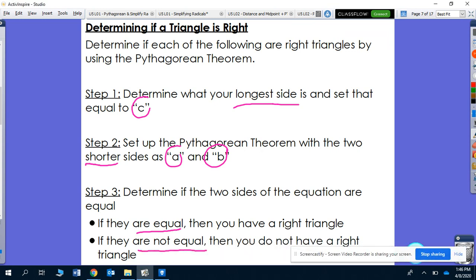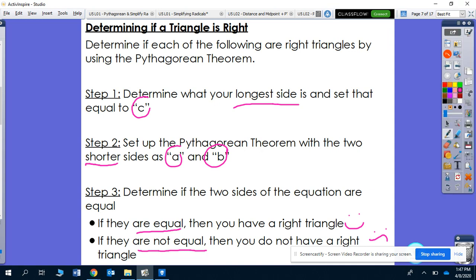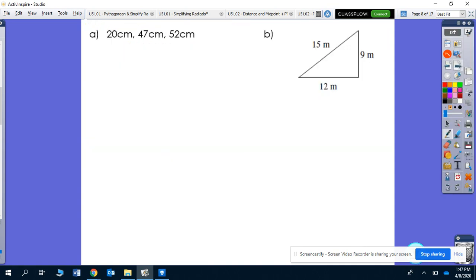They're either going to be equal to each other or not equal to each other. If they're equal, then it is a right triangle. You get a thumbs up, put a smiley face. But if they're not equal to each other, then it's not a right triangle, and that is determined using the Pythagorean theorem.